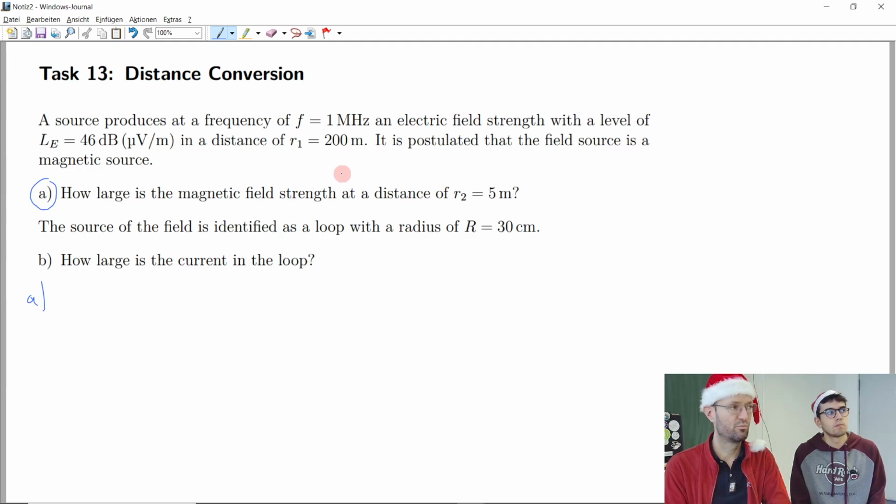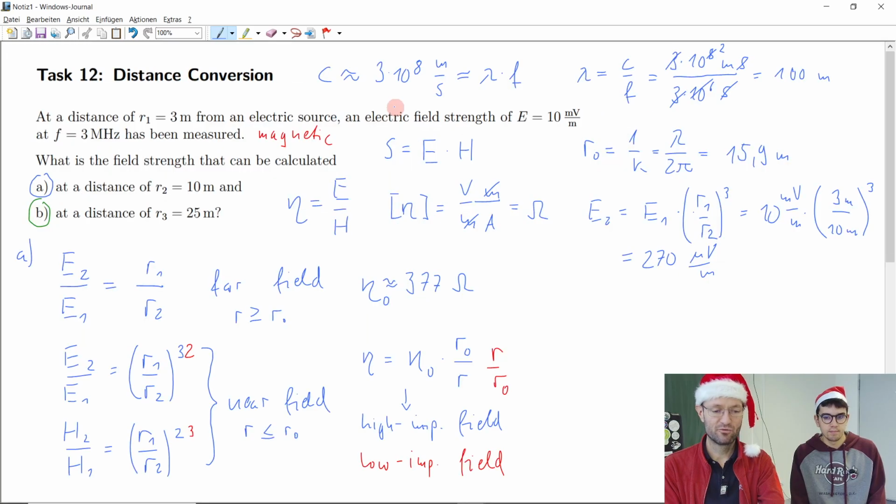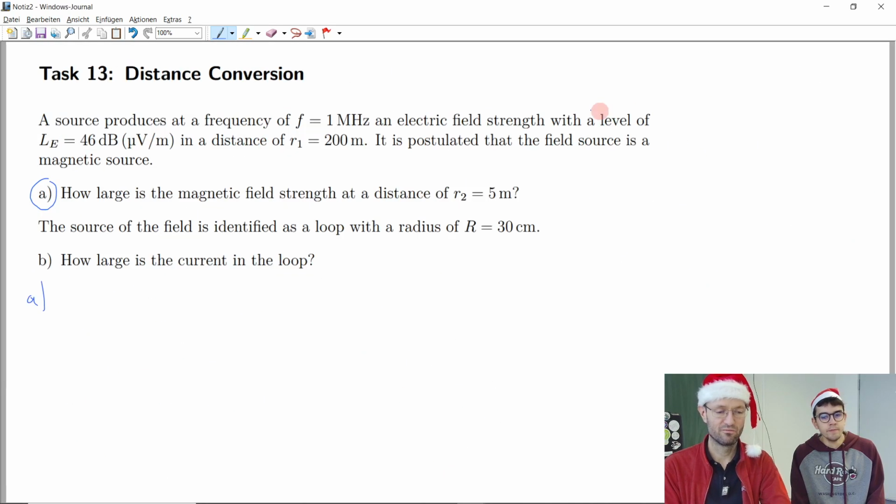And which conversion do we need to mind first, or what would you calculate in this case? If we look back to the previous task, what have we calculated at first? Wavelengths. So let's also start with wavelengths here. Wavelength, lambda is c divided by f.